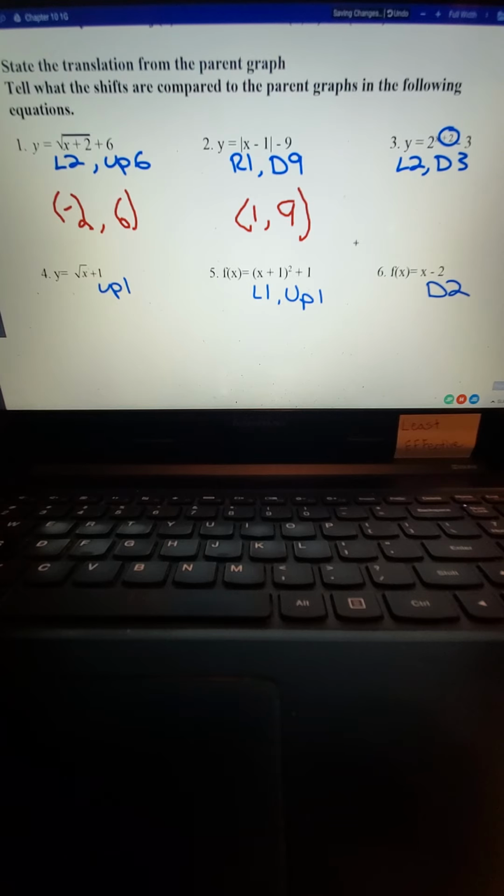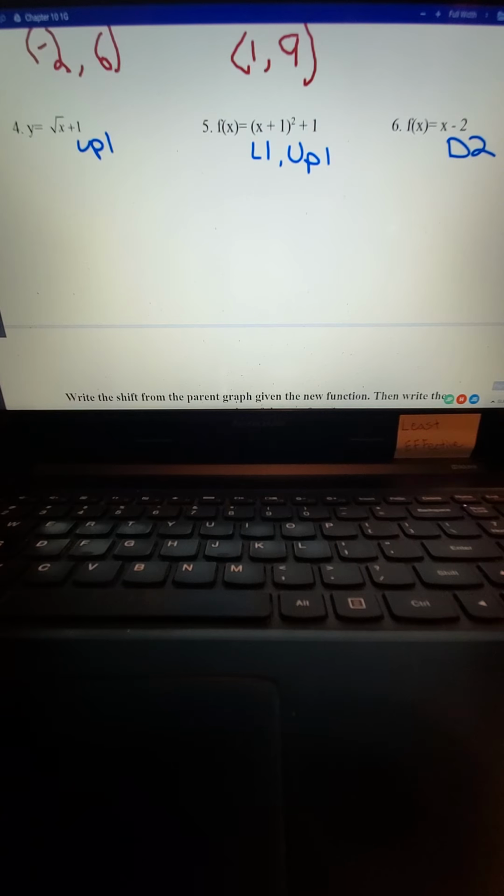Okay? And then finally, for this row, we have a little weirder one. We have exponential. Now, the big thing is if you see this plus 2, that's up with x. That's in the function. So that means we're left 2, and then this 3 is down 3. Now, exponentials don't have a vertex, so we can't write a vertex for that.